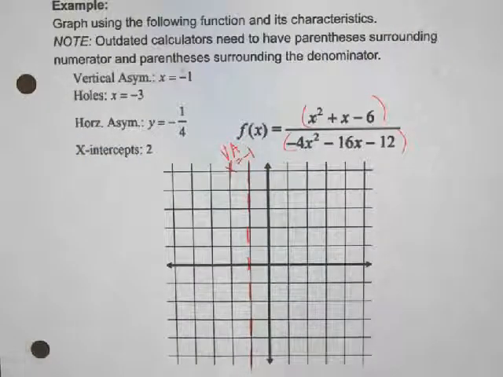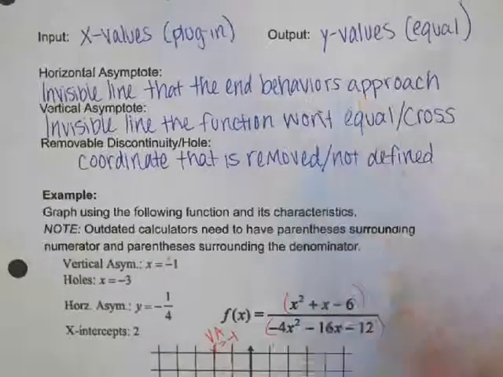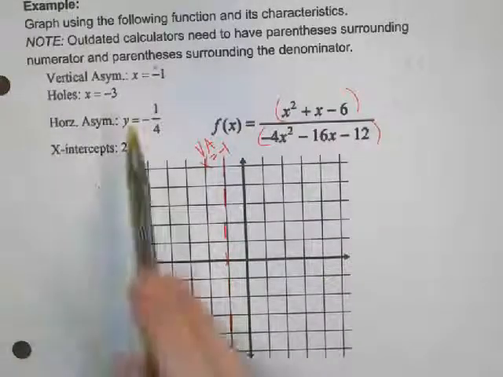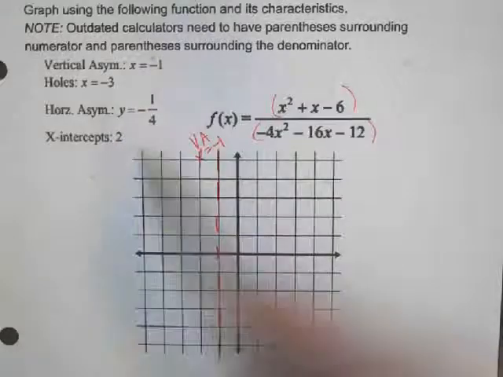Okay, they also provided you the horizontal asymptote, which we know is something that the end behaviors approach. Look at your definition. Sometimes you can cross it. You may or may not cross it here though. So how can I graph -1/4 though? Where would that occur? Where's -1/4?